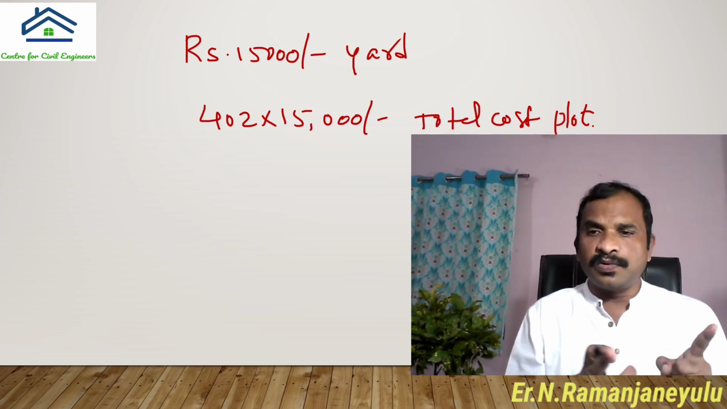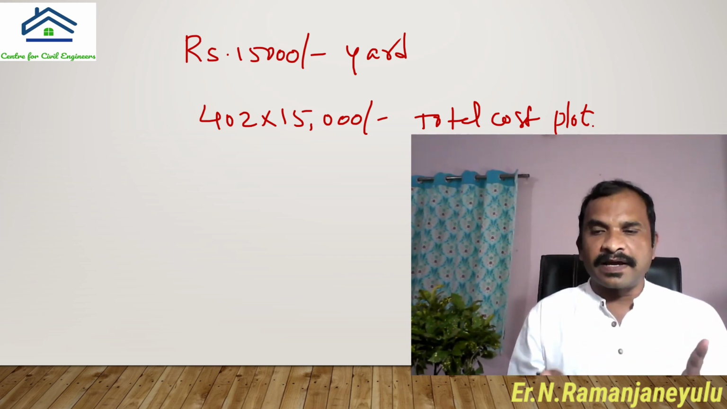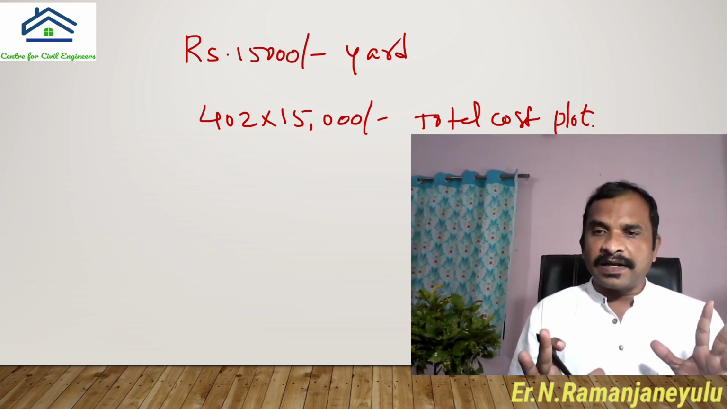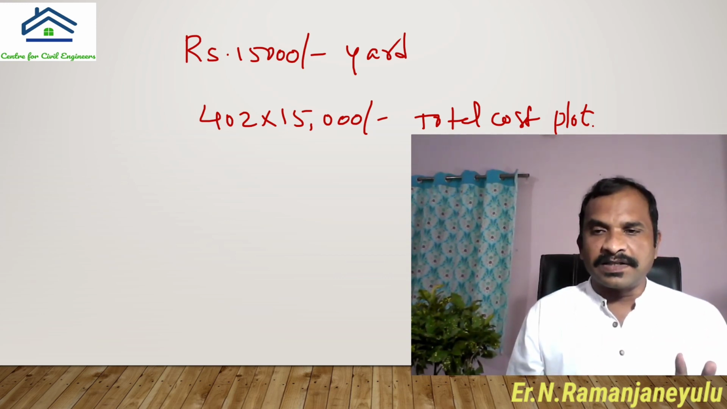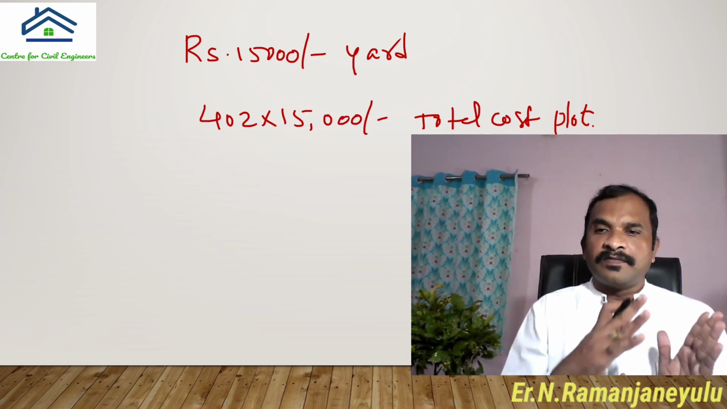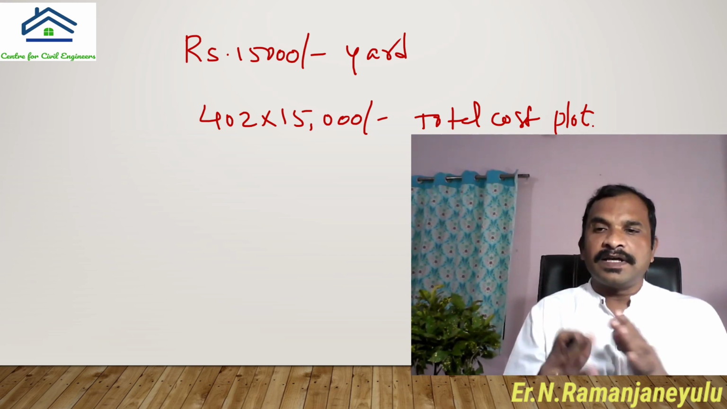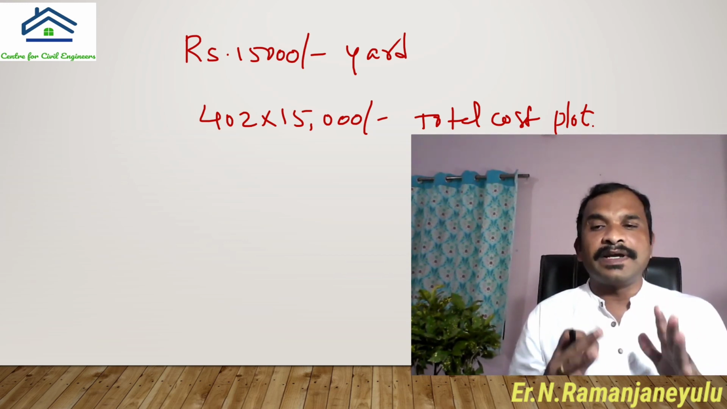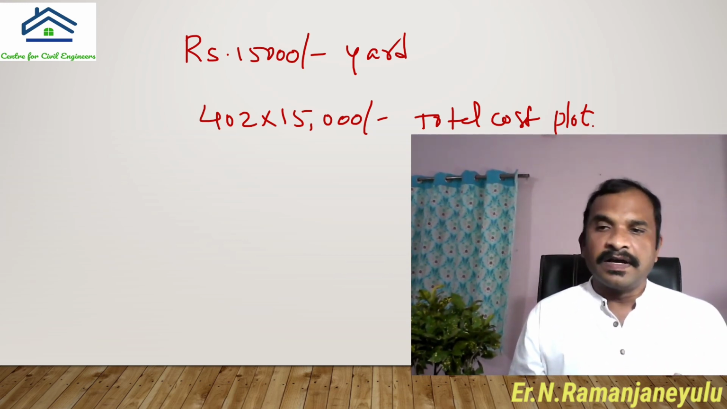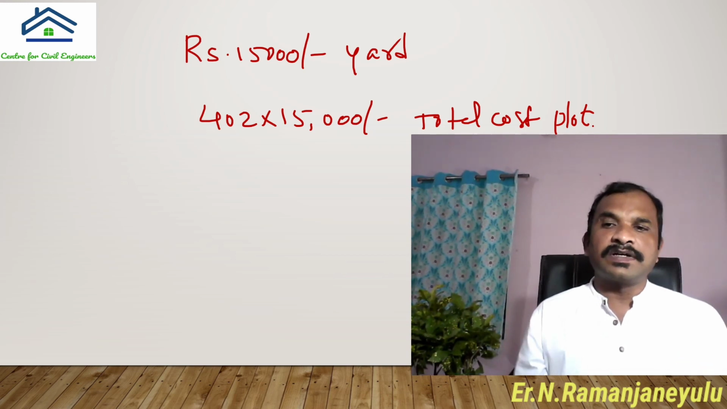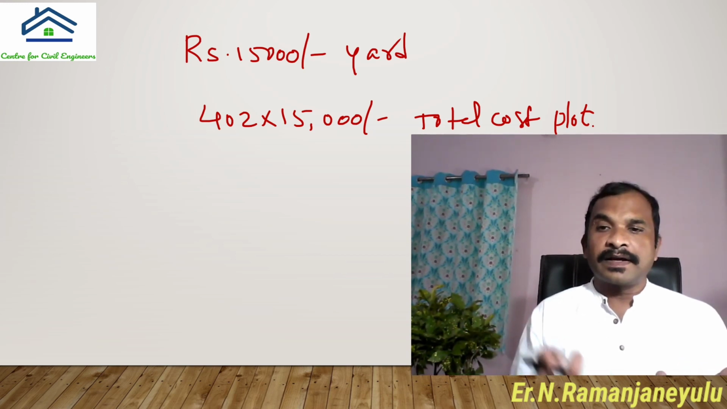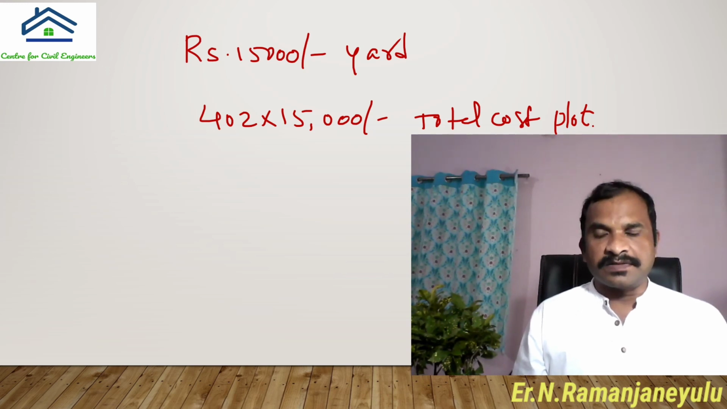In this case I have only two irregular triangles. Suppose in a particular area you have more than two triangles. In such a case we have to calculate figure 1, figure 2, figure 3, then sum up all the values. You will get the total area in square feet. Then you can convert into square yards, square meters, acres or guntas. Whatever unit you want, you can convert and multiply with the particular cost. Then you will get the total value of that plot.